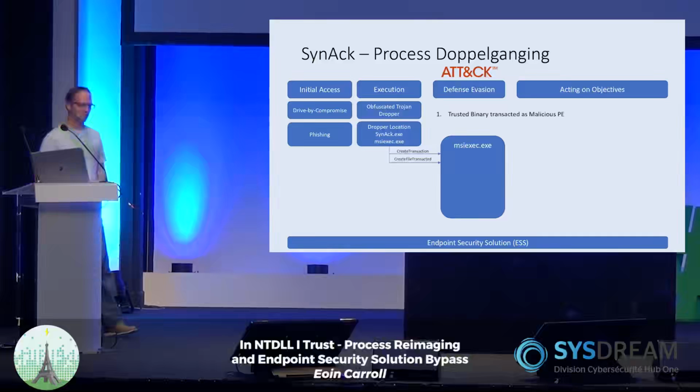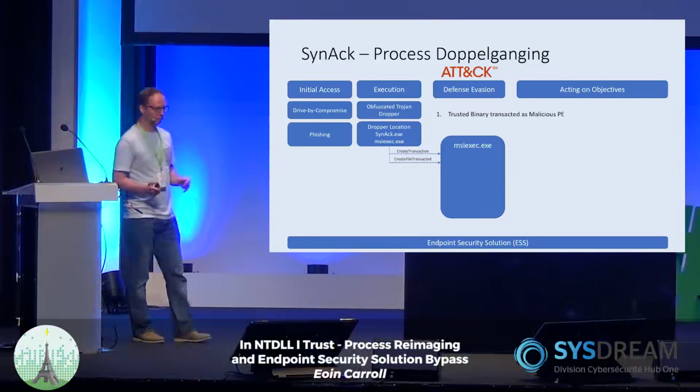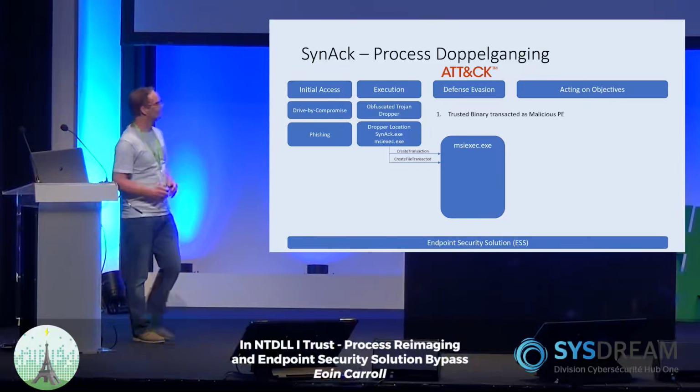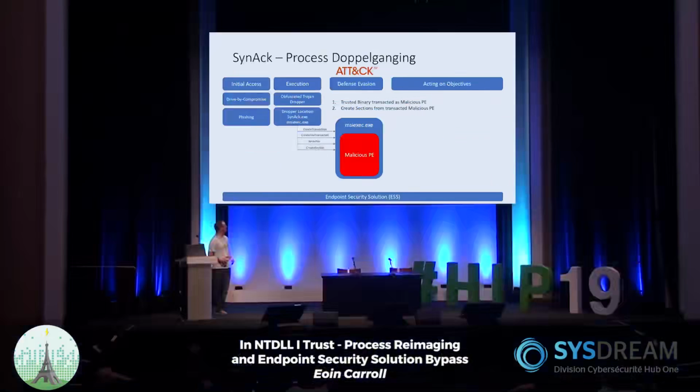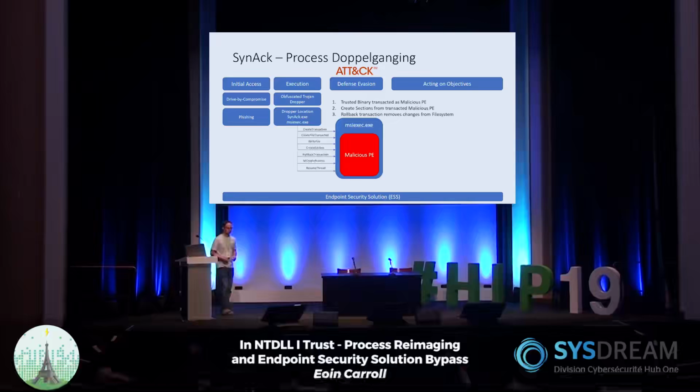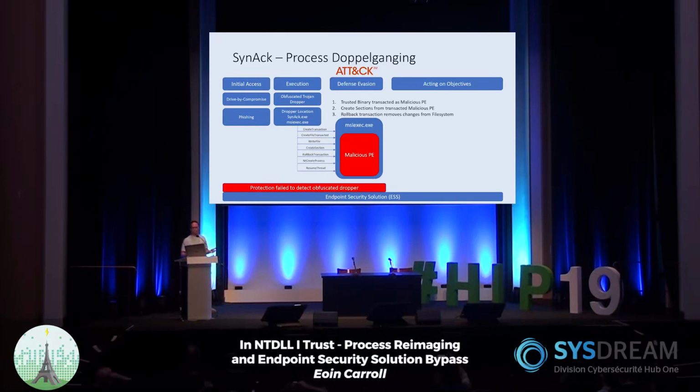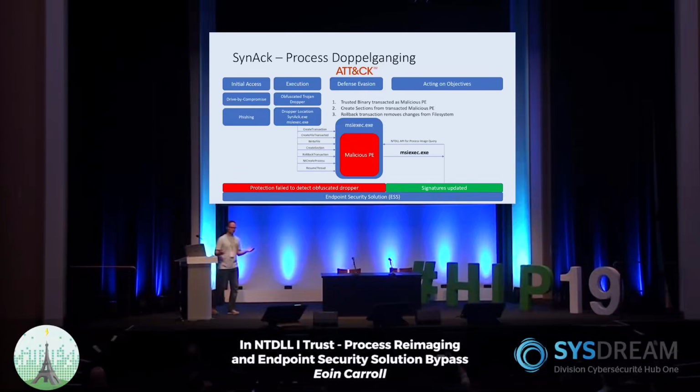Now, if we talk about process doppelganging, same approach here, exactly the same binaries being used, albeit a little different in the technique. It also starts with a trusted process, msiexec. And then it uses the Windows transactional file APIs. A little bit different to process hollowing, but the same end goal and impact, where it can get malicious code executing in a trusted process. And once again, once the endpoint security solution fails to detect that dropper, then the operating system will return back and say it's msiexec and it's trusted. And once again, the adversary is free to act on their objectives.